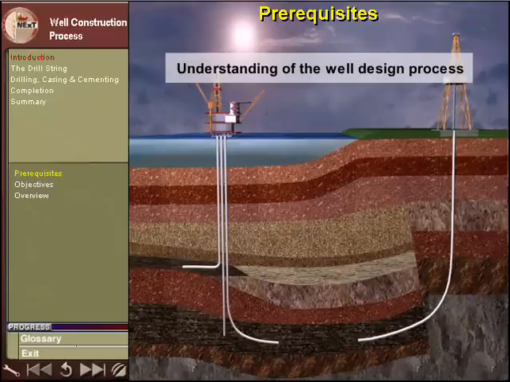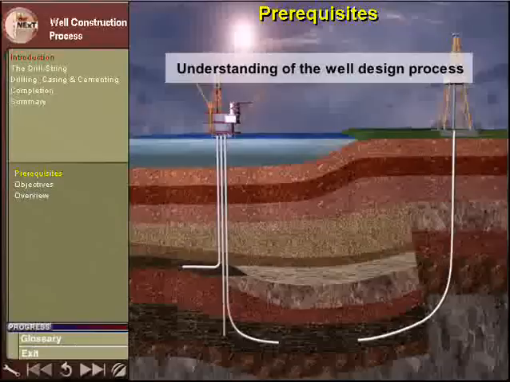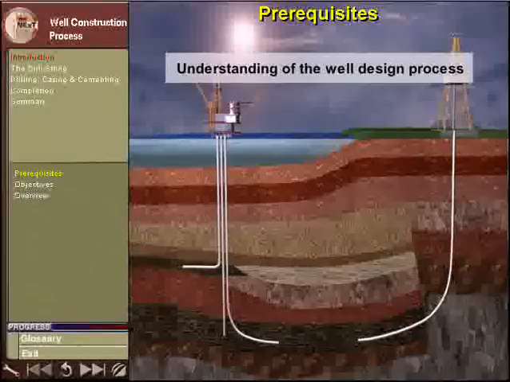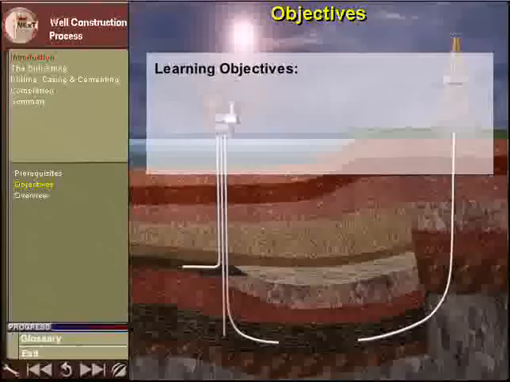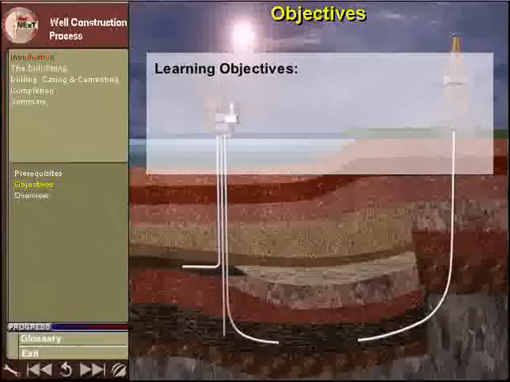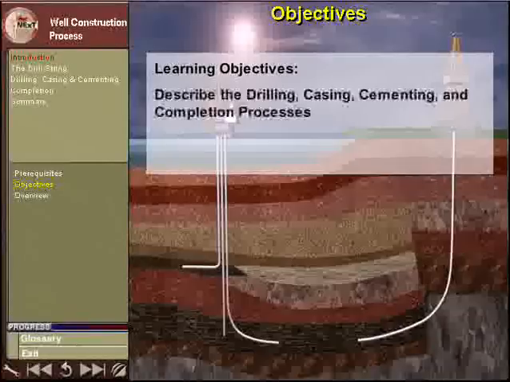Welcome to the IUPI Well Construction Process module in the reservoir development phase of the E&P life cycle. Before beginning this module, you should have an understanding of the well design process. This module covers the processes involved in constructing a well. At the end of this module, you should be able to describe the drilling, casing, cementing, and completion processes.